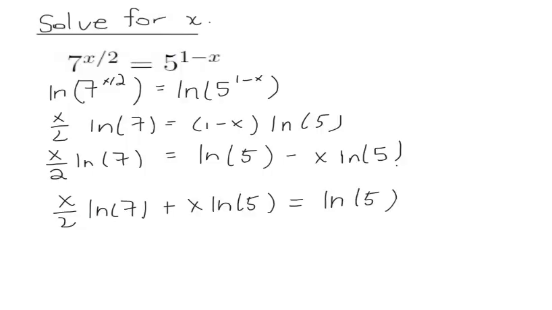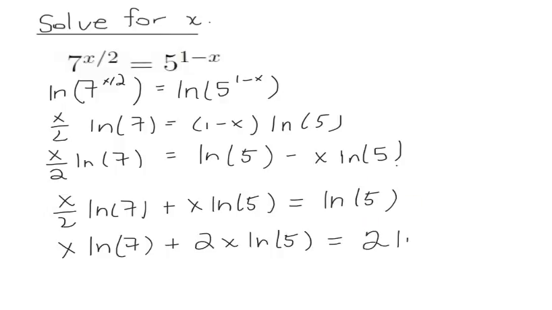So let's try to remove that fraction from our equation by multiplying all of our terms by 2. So if we multiply our first term by 2, we're going to be left with x ln of 7. We multiply our second term by 2. This is going to give us 2x times ln of 5. And of course, we multiply our last term here by 2. That'll give us 2 ln of 5.